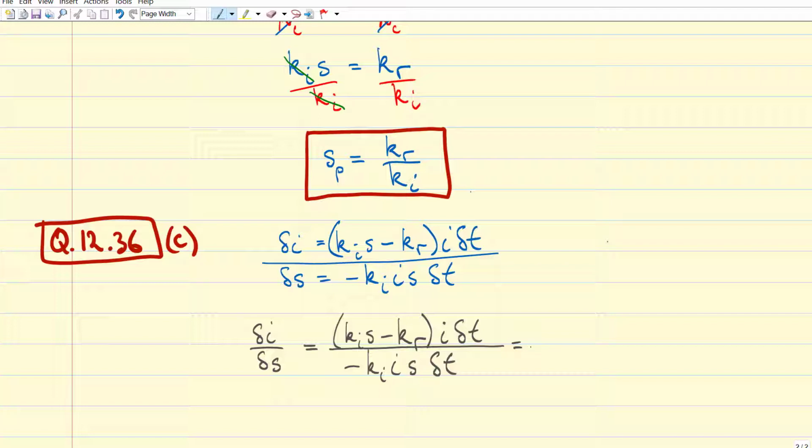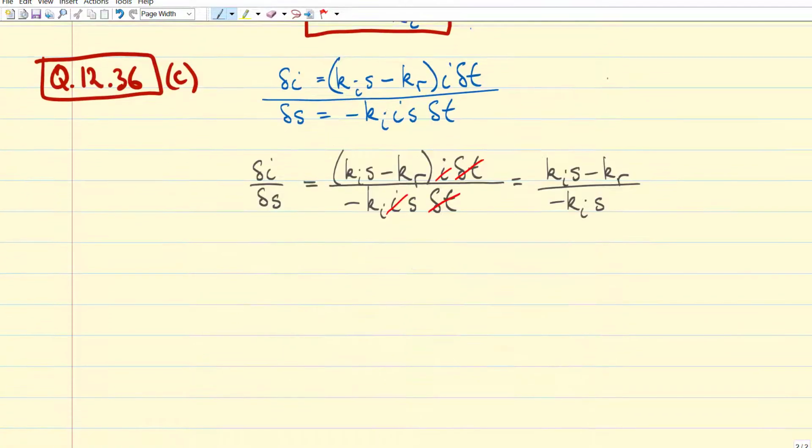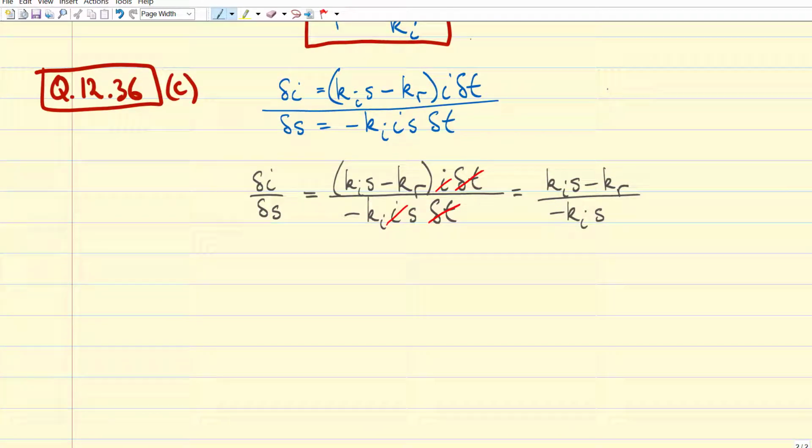that thing we can cancel the delta T's, right? No matter what they are, they cancel. And when we do that, oh, and we have an I, and the I's can cancel. And so we can write KIS minus KR, all of that over minus KIS. Now you'll notice that we have the same thing over the same thing.